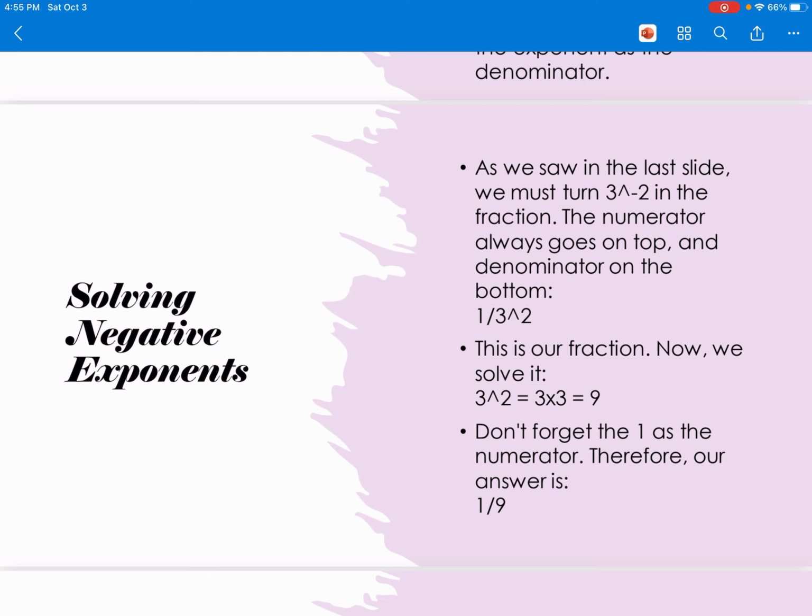Solving negative exponents. As we saw on the last slide, we must turn 3 to the negative second into a fraction. The numerator always goes on top and the denominator always goes on the bottom. So therefore, it would be 1 as the numerator and 3 to the second as the denominator. So it's 1 over 3 to the second. So, as our fraction, now we solve it. 3 to the second equals 3 times 3, which is 9. And then there's a 1 as the numerator. Therefore, our answer is 1 over 9.